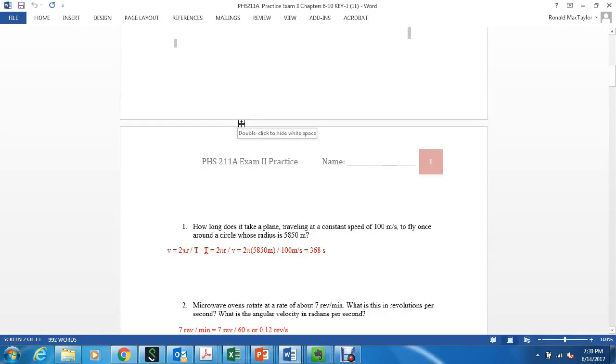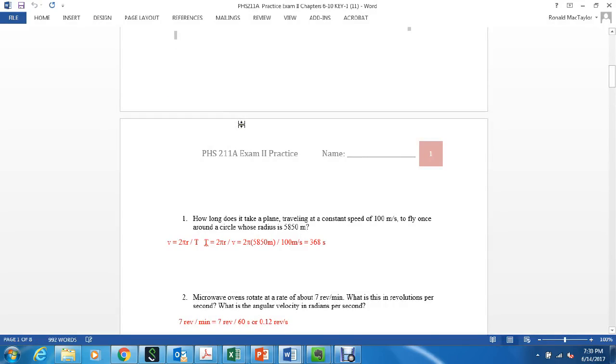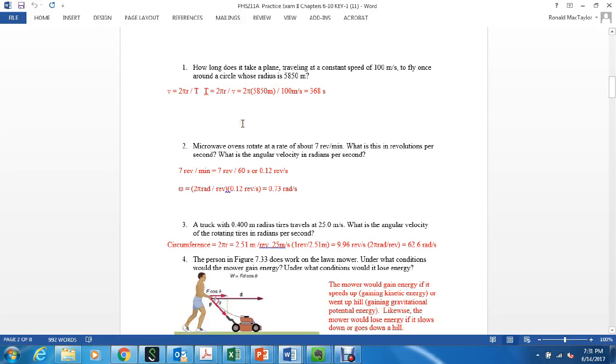We'll just take a look and see if there's anything that I can clarify about how to answer any of these questions. So, question number 1 is, how long does it take a plane traveling at some velocity to fly around a circle with a certain radius? So, the deal is that we know the distance that it travels, 2 pi times the radius, and we know the velocity it travels. So all we have to do, if we know that velocity equals distance over time, we can figure out that the time it takes equals distance divided by the velocity.